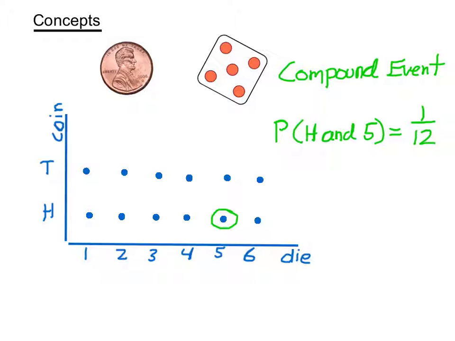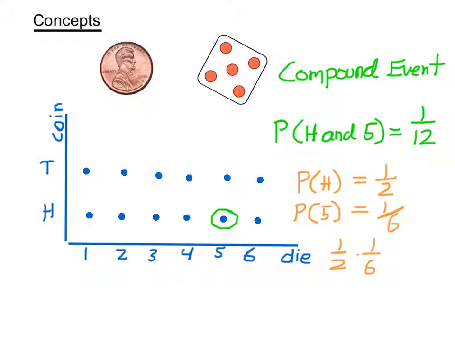Now, let's take a look at this a little bit further. Notice that if we were to find the probability of just flipping a coin and getting a head, that would be a probability of 1/2, because there are only two options and there's only one outcome possible. Likewise, with rolling a die, there's only one way that we can get a 5 out of 6. Right? 5 is only one option out of 6 possible outcomes. Notice if we multiply those two numbers together, 1/2 times 1/6, we get 1/12.